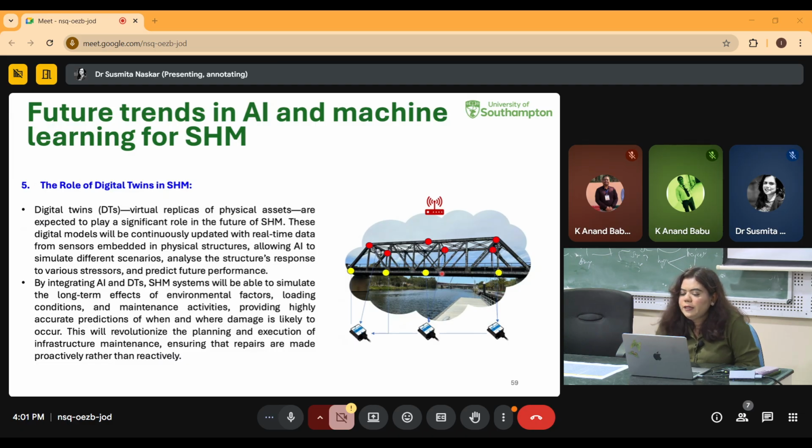So this approach will revolutionize infrastructure maintenance, moving from reactive to proactive strategies. Instead of waiting for something to break, as engineers we can plan the interventions in advance, reduce risks, costs and downtime while improving safety and reliability, right?